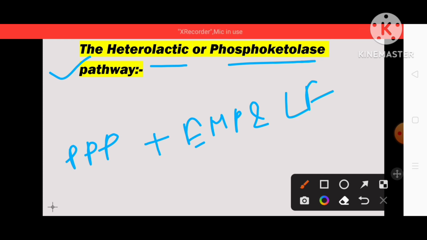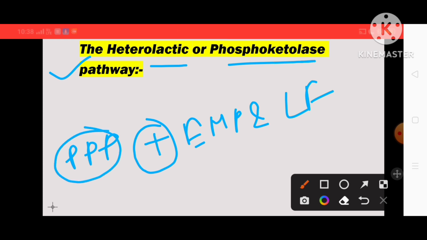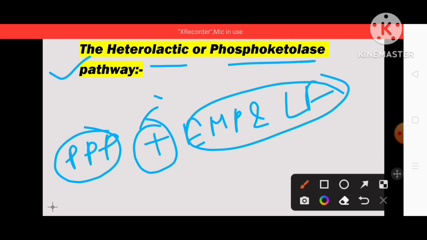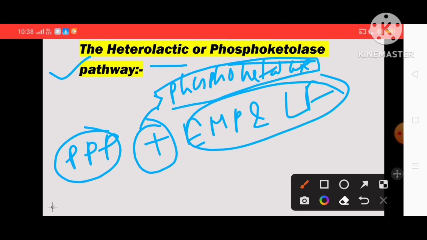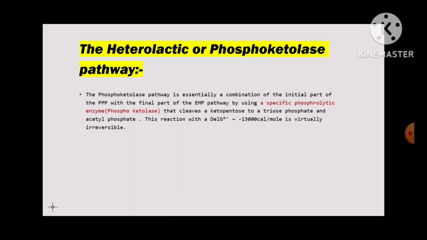So the question is how the bacteria that are able to do this pathway join the pentose phosphate pathway and the Embden-Meyerhof-Parnas pathway. The linkage between these two pathways is an enzyme named phosphoketolase, which is the key enzyme in this pathway, and according to its name the pathway is known as the phosphoketolase pathway. As its name suggests, phosphoketolase has the ability to break a ketone-containing compound, right? So let's see what the heterolactic or phosphoketolase pathway is.